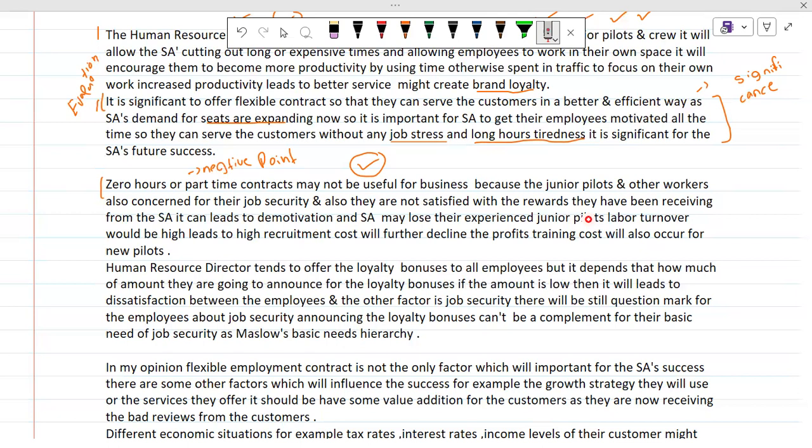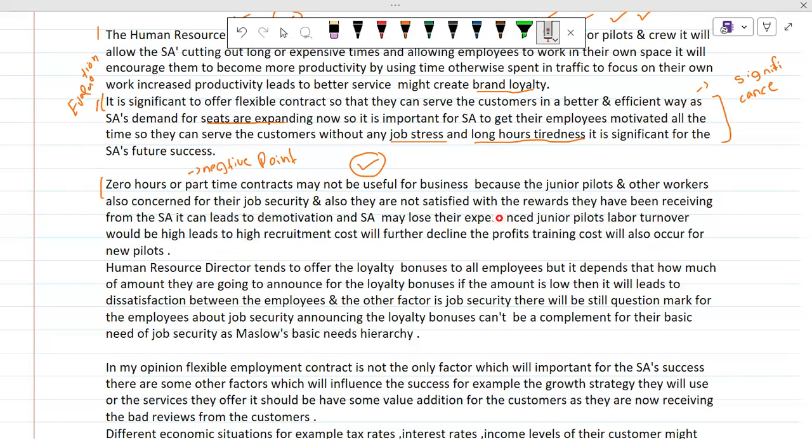Okay, so they may lose their experienced junior pilots, and after that what will happen? Labor turnover would be high. So as you can see, I am building the chains: if this happens, then after this happens, then after this happens. So for writing these points, your content knowledge should be strong.